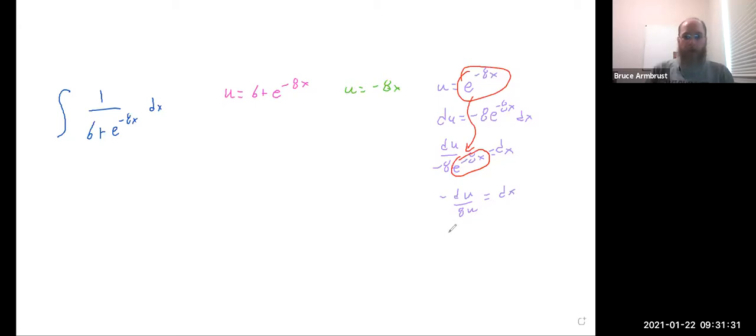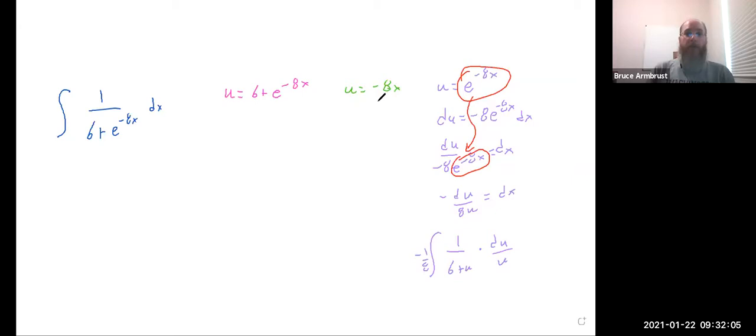All right, so if we substitute all this stuff back into the integral, we're going to get the integral of 1 over 6 plus u times du over u, and I'll pull the minus 1/8. All right, so that's what this one looks like. I definitely don't want to do that as my substitution. We don't know how to integrate 1 over 6 plus u times u yet. So while that's a possibility, it's definitely not one I would pick.